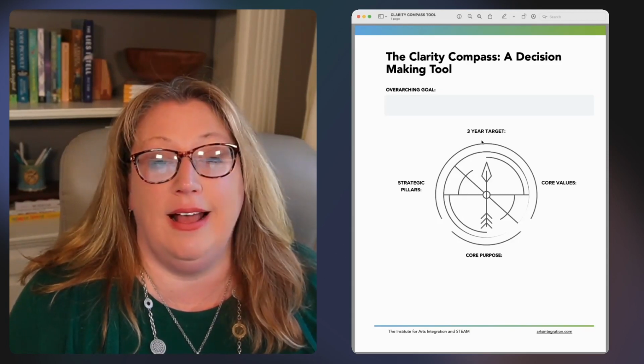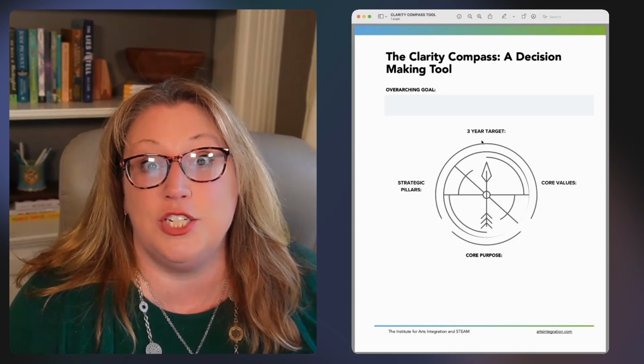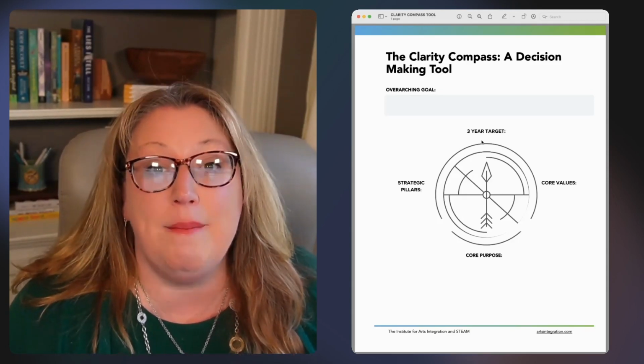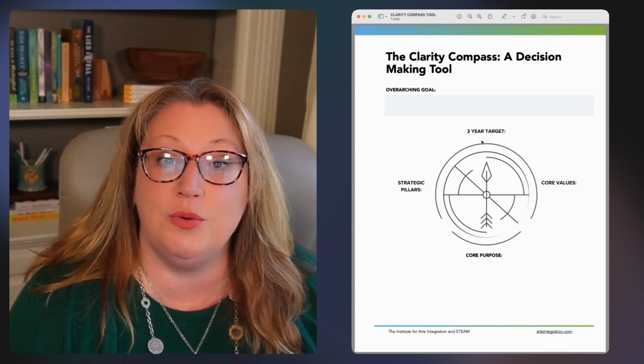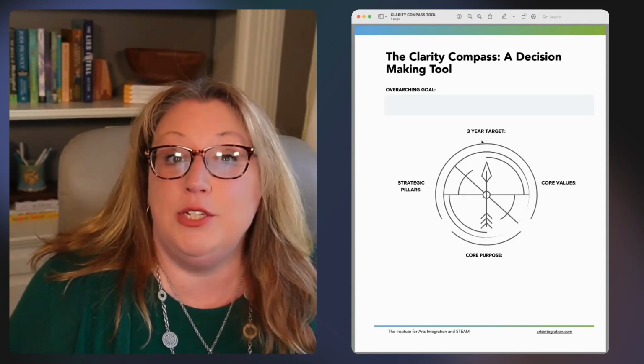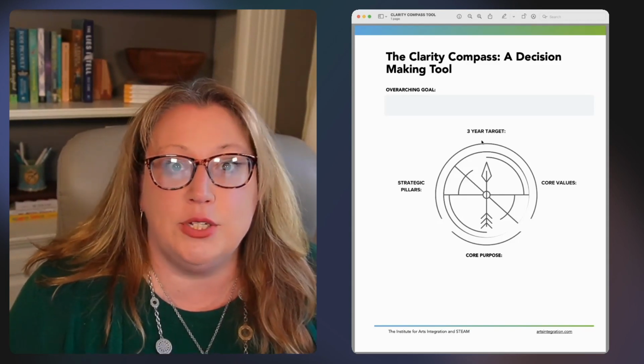An upcoming event that the school wants to put on, will that benefit your overarching goal? Maybe, maybe not. So do you want to participate? Again, this helps you to make some of those decisions. The North is your absolute goal, right?